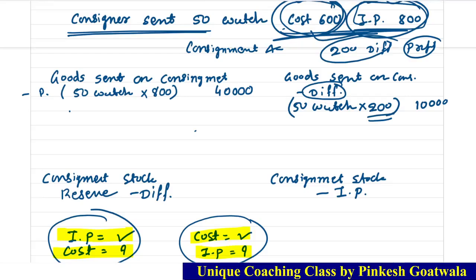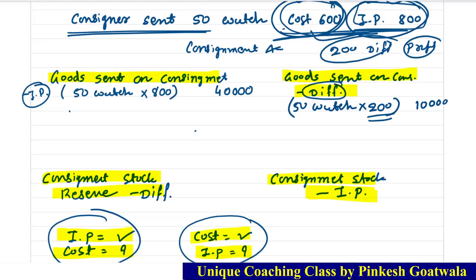Normally we write goods sent on consignment on the debit side, but we have to show it at which price? Invoice price. And then again we have to write on the opposite side goods sent on consignment, and we have to write the difference. Second effect, consignment stock we show on the credit side at invoice price, and its difference we have to show on the debit side as consignment stock reserve.